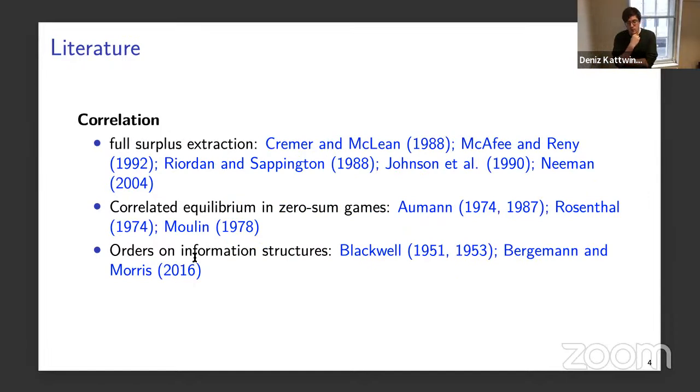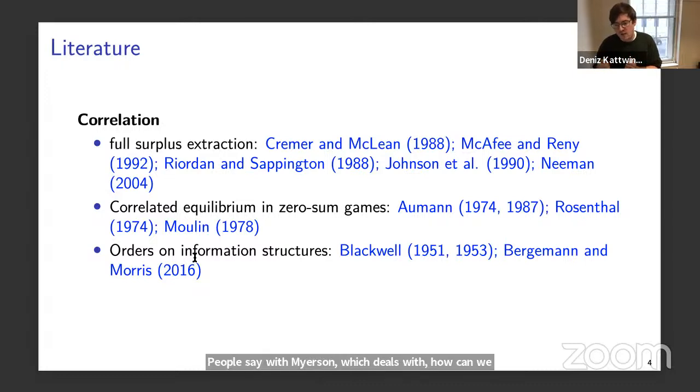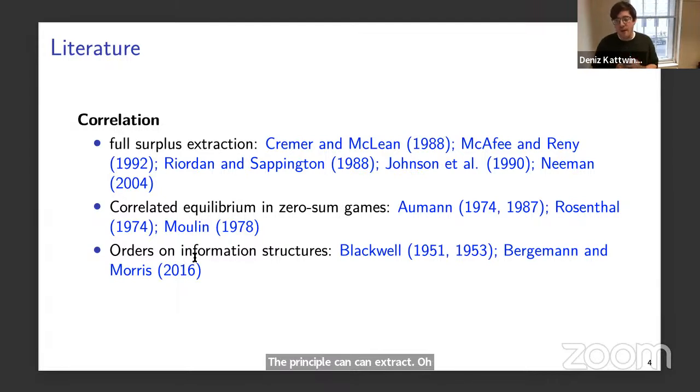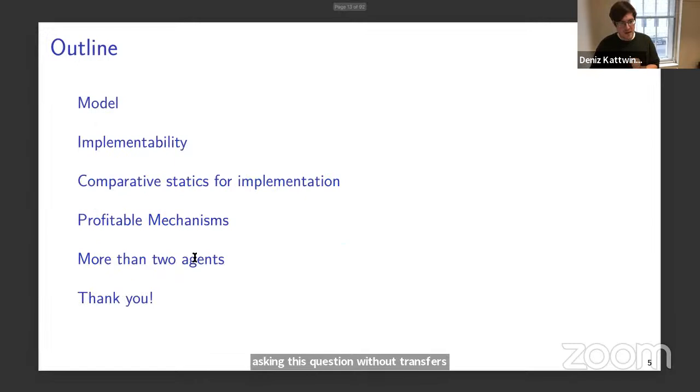You will see that we will also speak to one branch of literature which started maybe with Cremer-McLean, other people say with Myerson, which deals with how we can use correlated information to extract private information by the agents. And roughly there the message is that correlated information together with transfers is extremely powerful. The principal can extract almost all private information without paying any information rents. And in a sense, you can see our project as asking this question without transfers.